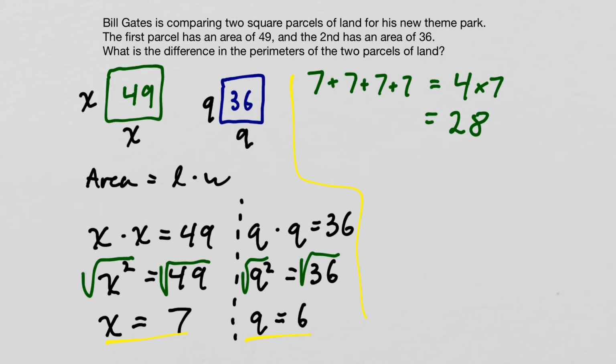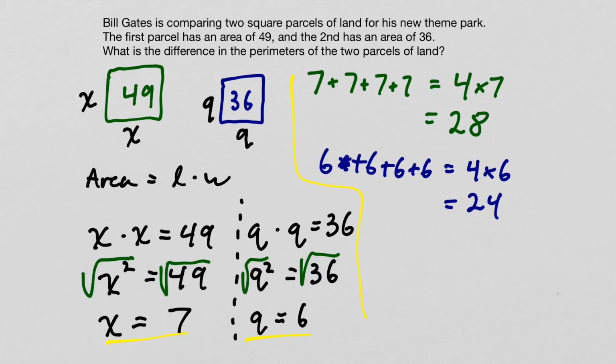Well, let's do this with the second one as well. We know that it has the q value of 6, so we have 6 plus 6 plus 6 plus 6, or that's the same as 4 times 6, which is 24. Okay, now we're still not quite done. We do have the perimeters of both, or the length it takes to go around the entire side.